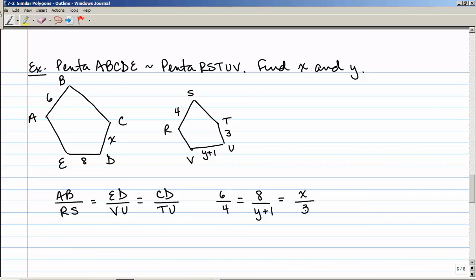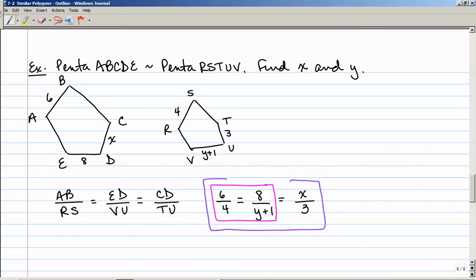Okay, so basically we have to find X and Y. And this is one kind of long proportion, but I can actually break it up into two different ones. So I can look at these two right here, because that's going to give me a proportion that has only Y in it. And it's a little sloppier here. I can make this one here.